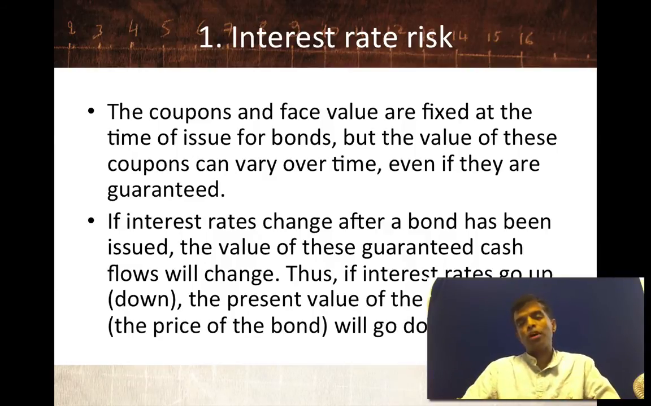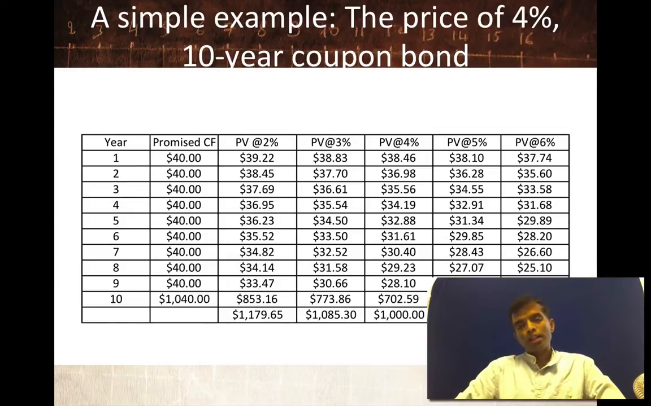Thus, if interest rates go up, the present value of those coupons and face value will go down, and if interest rates go down, the present value will go up. The price of the bond will shift over time, even if there's no default risk. Here's a very simple example. Let's assume you have a 4% coupon 10-year bond. So basically, and let's keep things simple, let's assume the coupons are paid once every year.